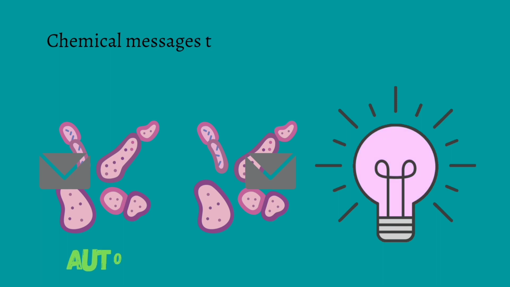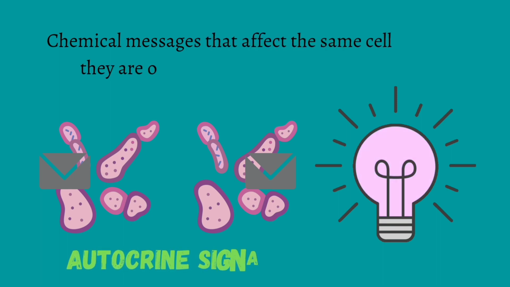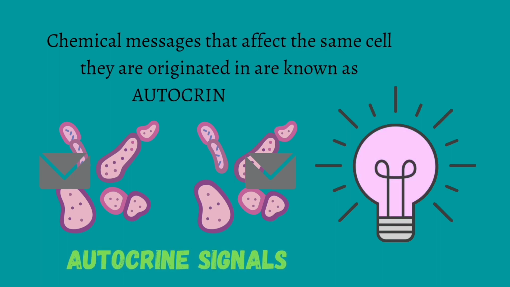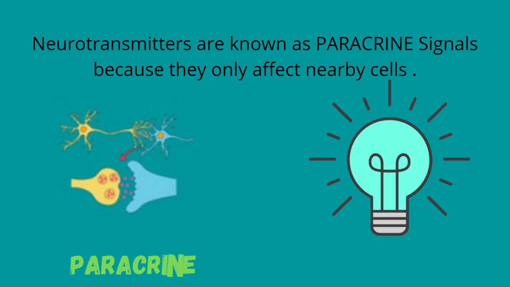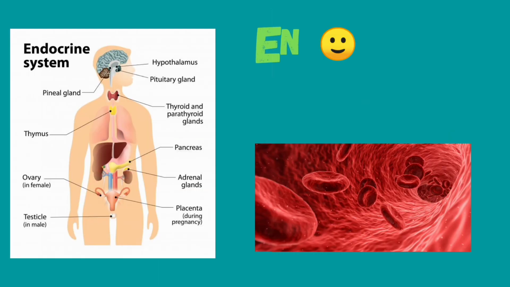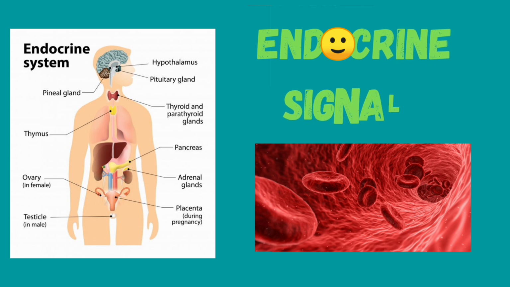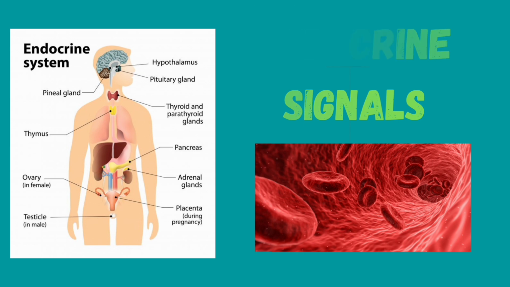Chemical messages that affect the same cell they originated in are known as autocrine signals. However, local regulator molecules like neurotransmitters are known as paracrine signals because they only affect nearby cells. Finally, endocrine signaling covers the most distance of all the chemical signaling methods. The glands that are part of the endocrine system send hormones and other signaling molecules through the bloodstream to affect target cells across the body.